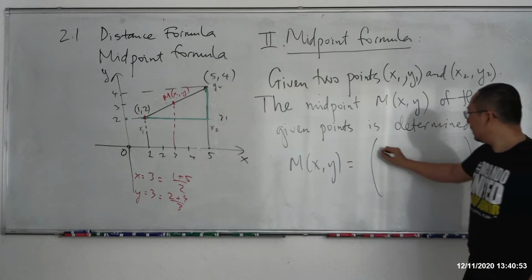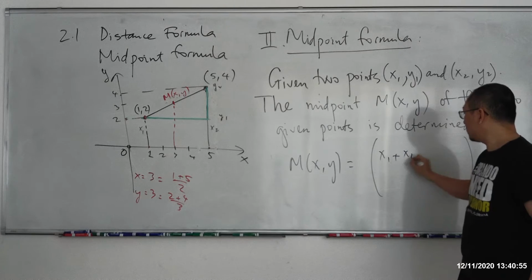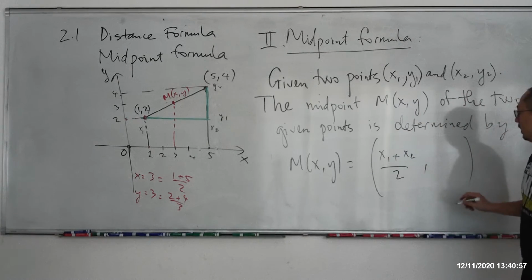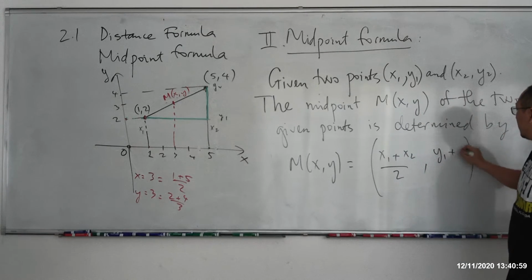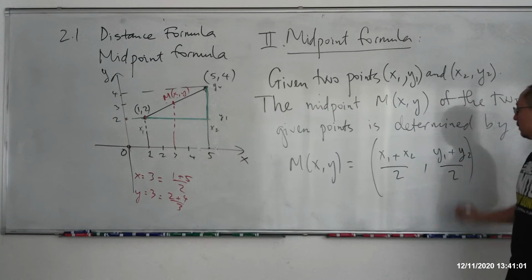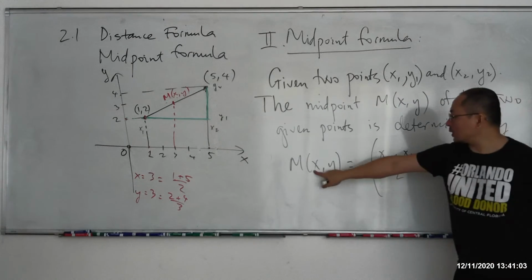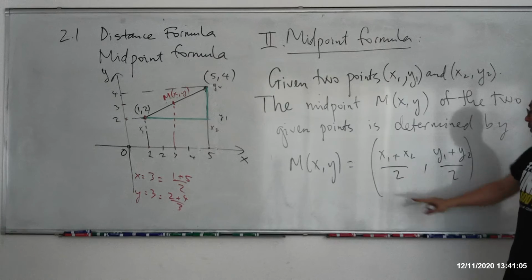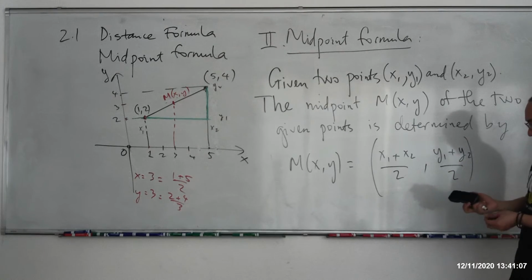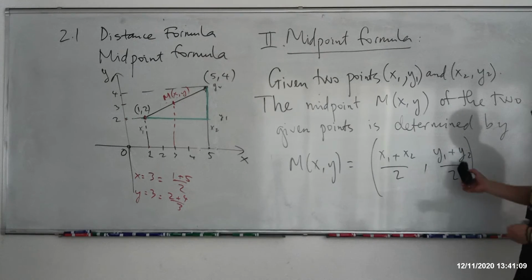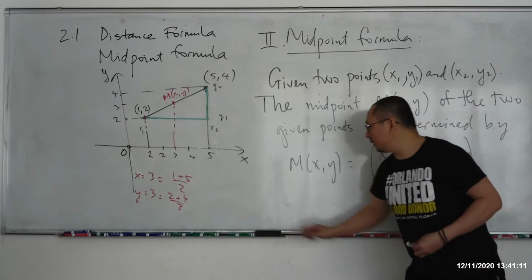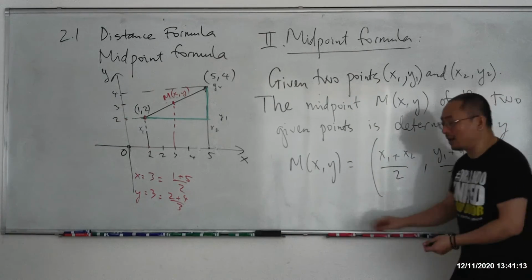2 coordinates. x1 plus x2 over 2 for the x coordinate, and then y1 plus y2 over 2 for the y. Means what? The x coordinate of M is the average of the x coordinates, and then the y coordinate for the midpoint M is the average of the 2 y coordinates. And let me box this.